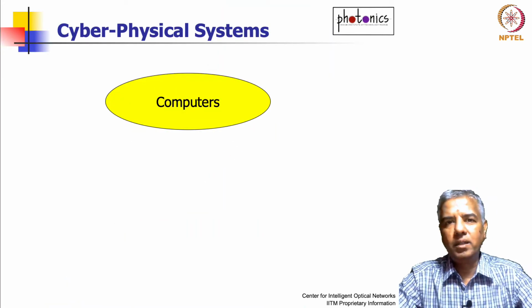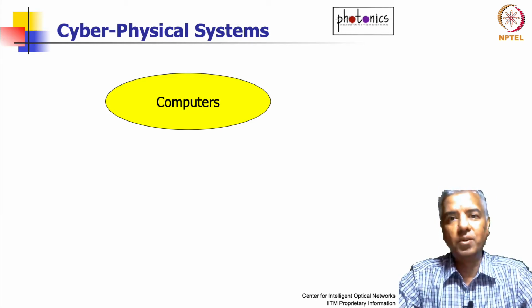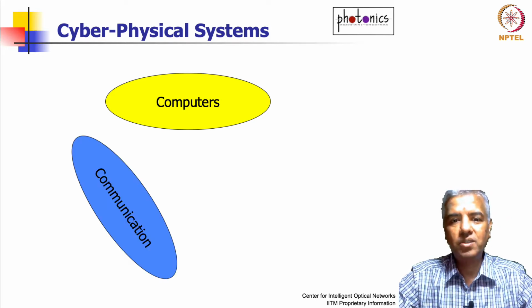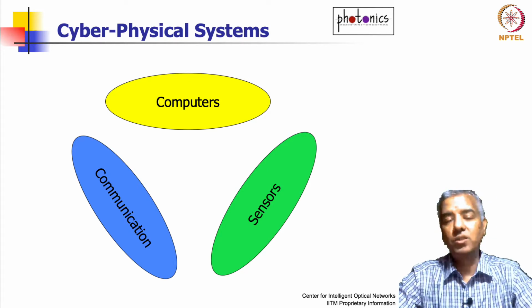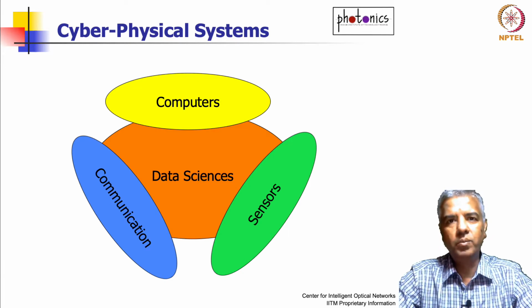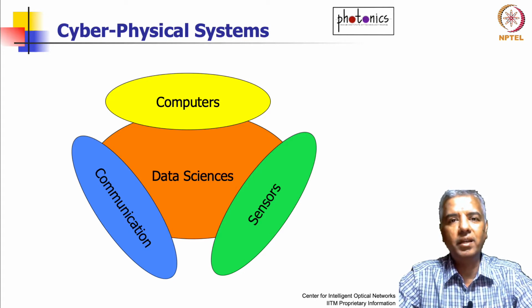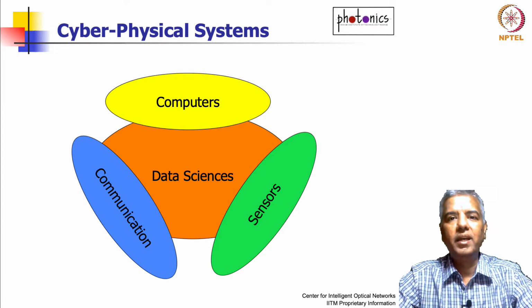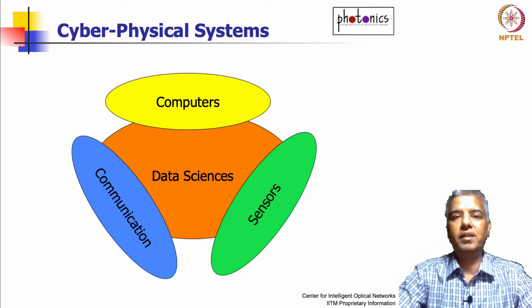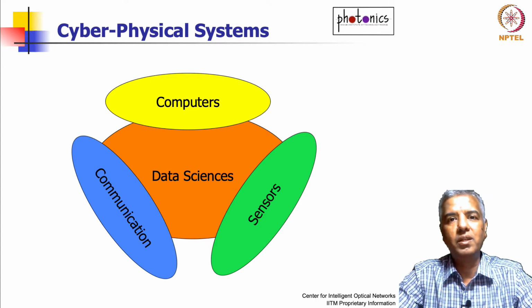We live in a world of cyber physical systems. So you want to ask the question, what are cyber physical systems? Well, cyber physical systems are a triad of computers, communication, and sensors. This actually defines a lot of things that we see happening around us. This triad, powered by data sciences, is what is driving a lot of technologies around us, and it is providing all the information necessary to make smart decisions in a lot of systems that we see around us.